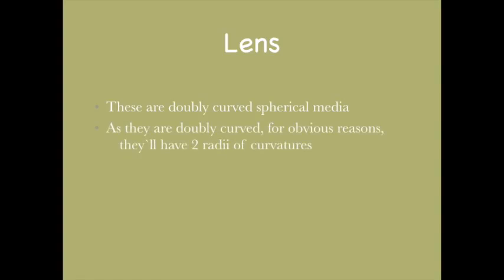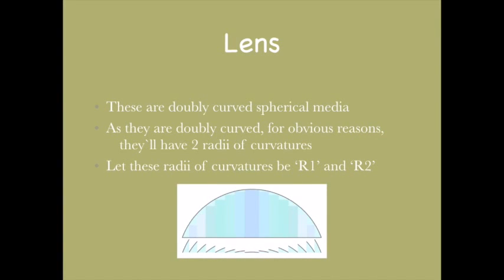So let's start with lens. Lenses are a bit different from mirrors. These are actually doubly curved spherical media. Since they are doubly curved, they have two radii of curvature. Let these radii of curvature be R1 and R2. Given below is an example or an illustration diagram of a lens. Have a look.